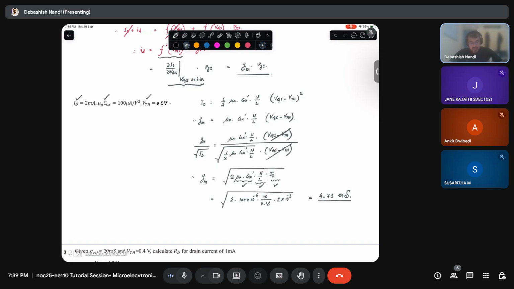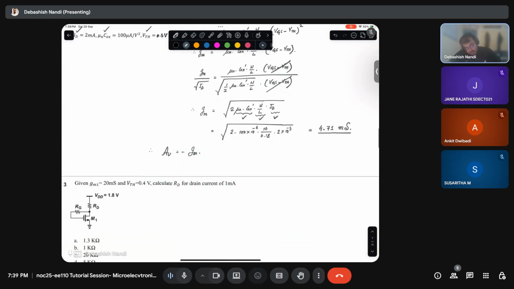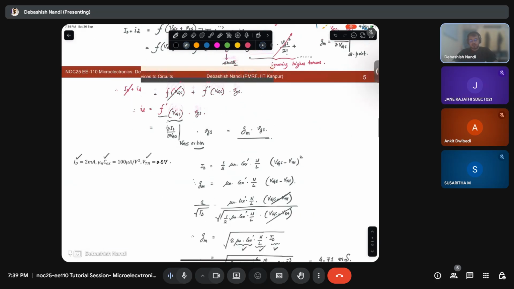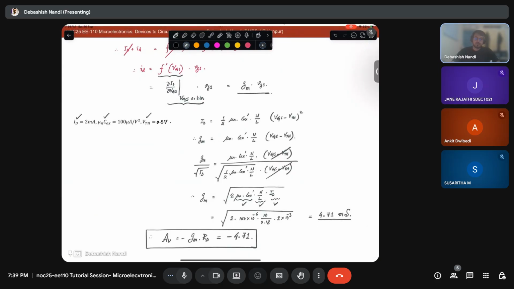So what will be your gain? You have found out it is minus gm times RD. RD is 1K. So it will give you minus 4.71. Any question on this? Okay, if not, let's proceed.